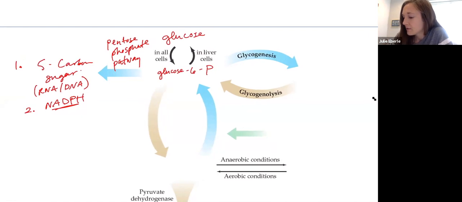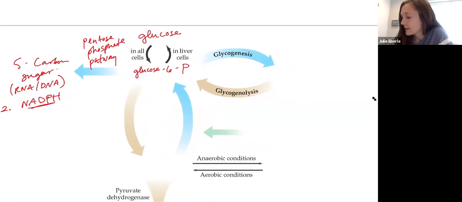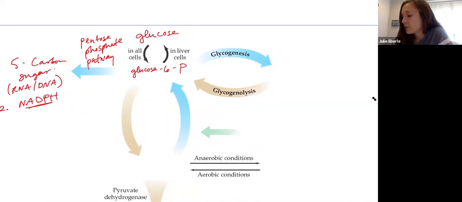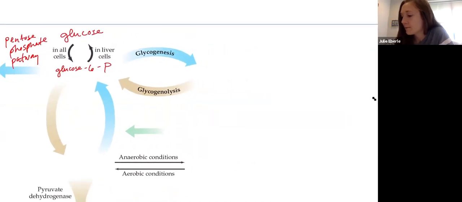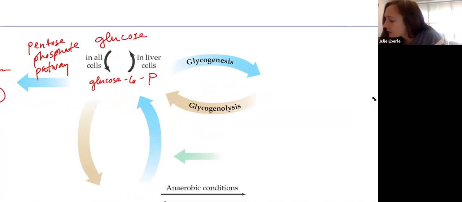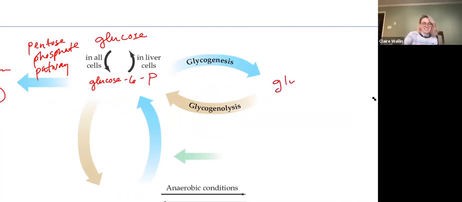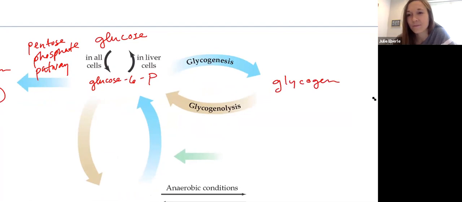So that's the left side. Let's go to the right side. If we follow the blue, remember the color code here: blue is anabolism, the building up into bigger molecules. The brown is breaking down, catabolic processes. So if we take glucose 6-phosphate and run glycogenesis, what's our end product? Claire, now's your moment. It's glycogen. There we go. All right, glycogen. And we store glycogen in the liver.